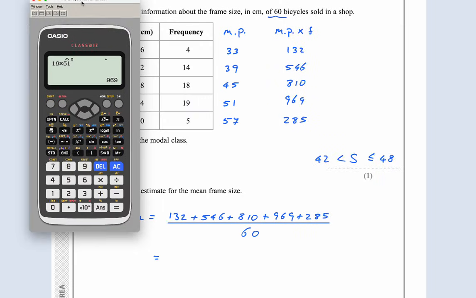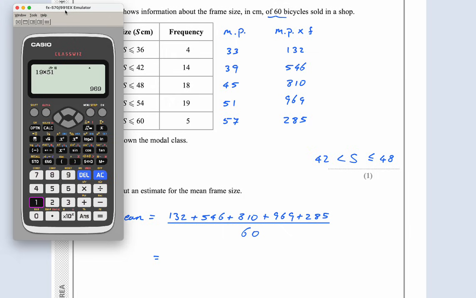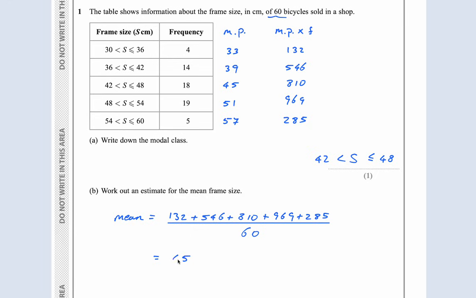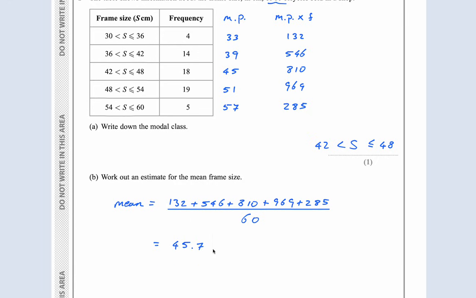Let's do that over here, guys. That is 132 plus 546 plus 810 plus 969 plus 285, which is that, divided by 60, which is this. That divided by 10 is 45.7. So that's the mean, 45.7.